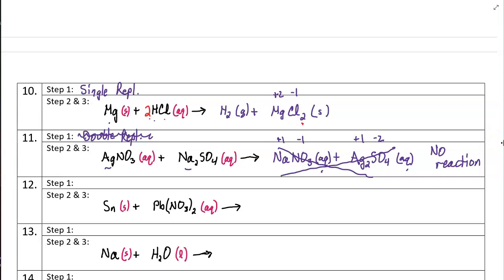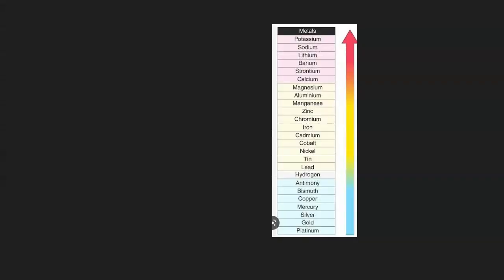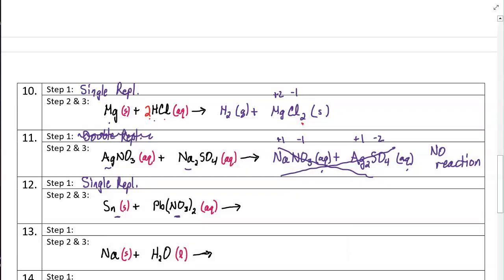Number 12, look at the format. An element, a compound, single replacement. But single replacement doesn't always happen just because you have an element and a compound coming together. The tin has to be higher than the lead on the chart. Tin is right above the lead, so tin is a tiny bit higher than the lead. Lead becomes the lone element. Lead's a metal, it's going to be solid.